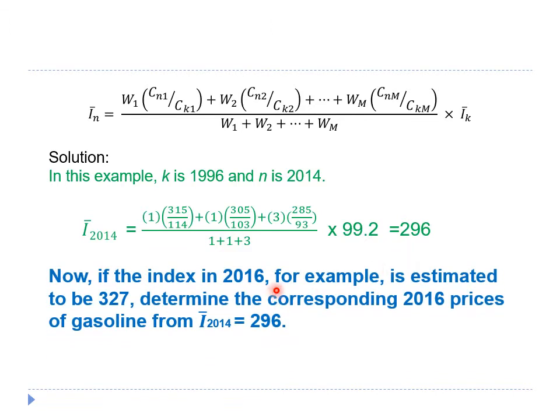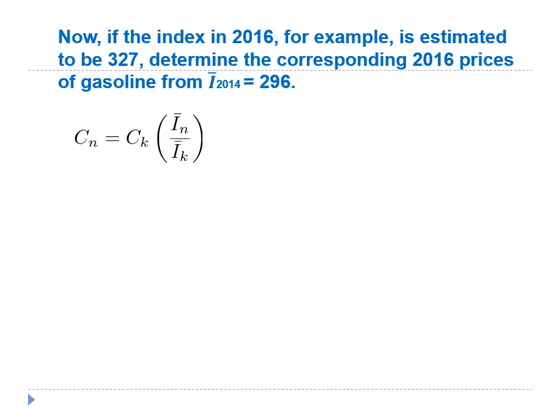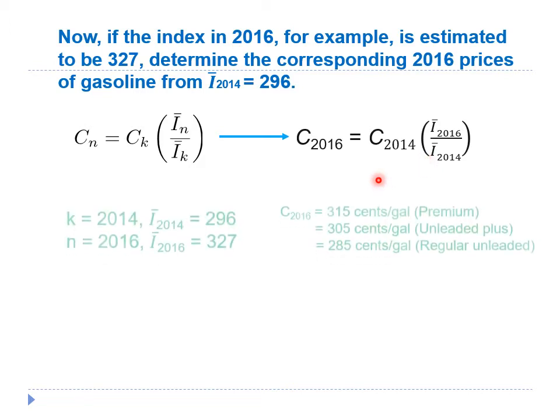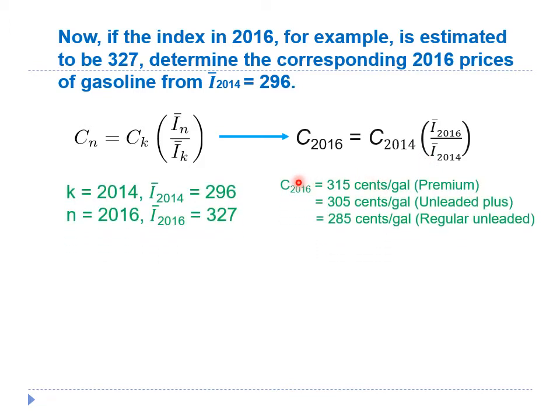Now, if the index in 2016, for example, is estimated to be 327, can we determine the corresponding 2016 prices of gasoline from the composite index? We can determine the price of the different types of gasoline in 2016 by using this index formula. We can rewrite it this way, replacing the symbols N and K with years. Now the reference year is 2014 with the index of 296, whereas the year in which the price is to be determined is 2016 with an index of 327.